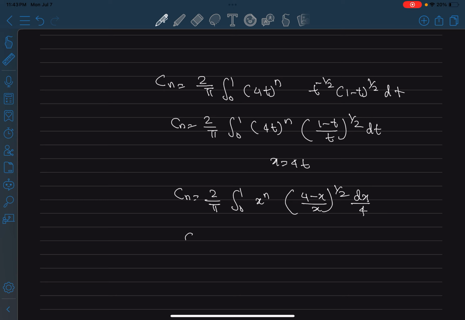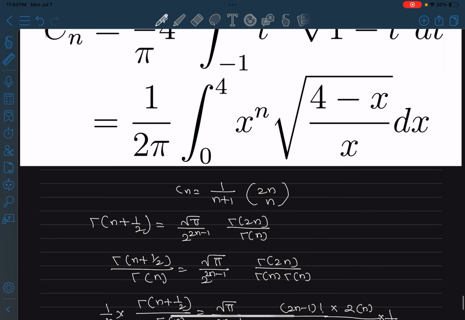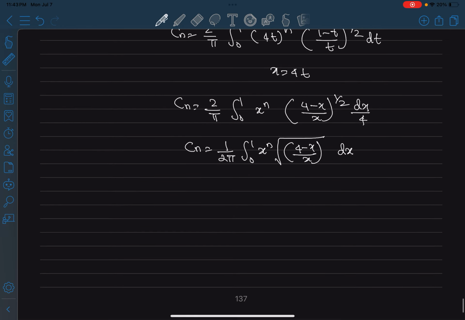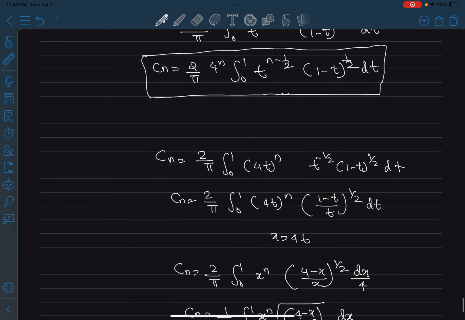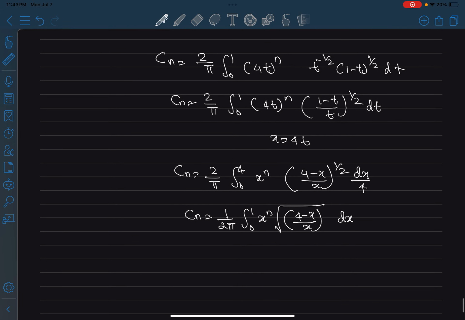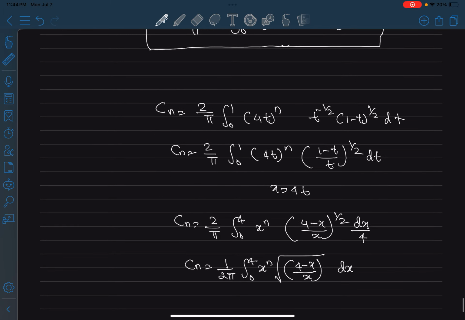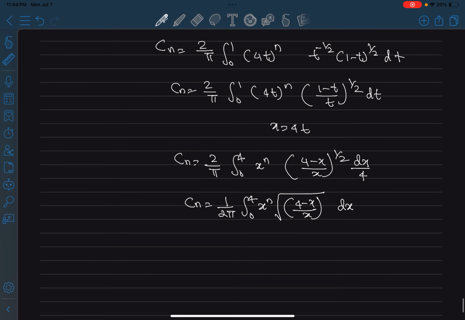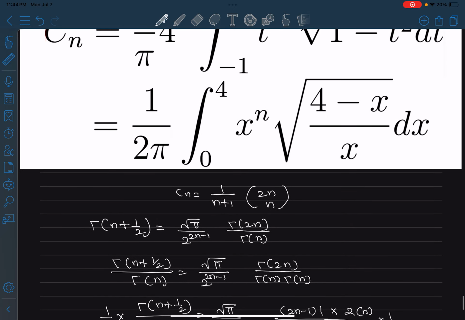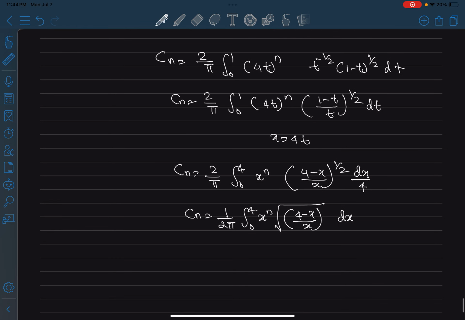And so we see that this becomes 1 over 2 pi, integral from 0 to 1, x to the power n, 4 minus x by x to the power half dx. So 1 over 2 pi, integral from 0 to... Wait. Okay, when I make the substitution, this goes from 0 to 4 now. I'm sorry. So integral from 0 to 4, x to the power n, and then square root of 4 minus x by x dx. Okay. So yeah, we got one of these, right?